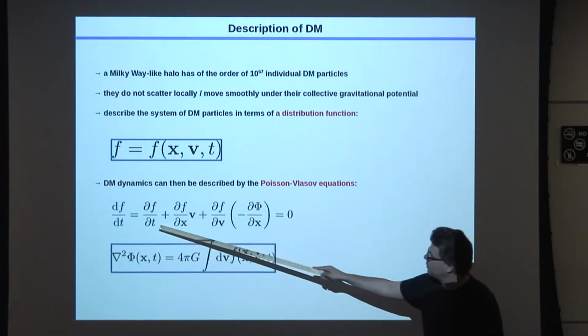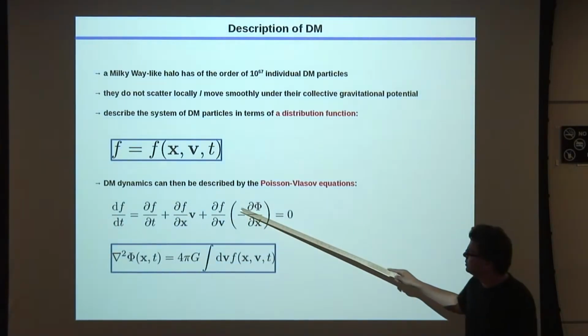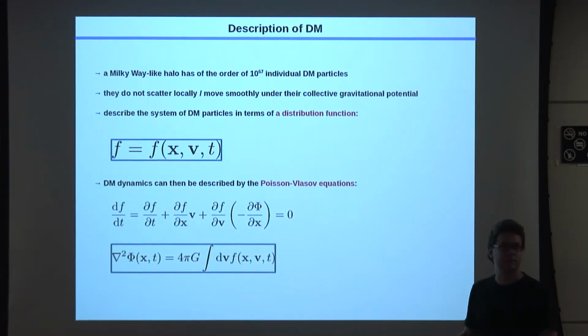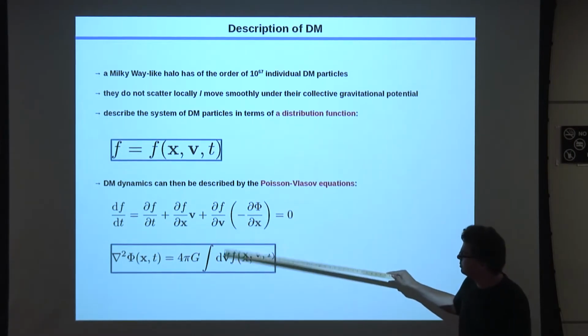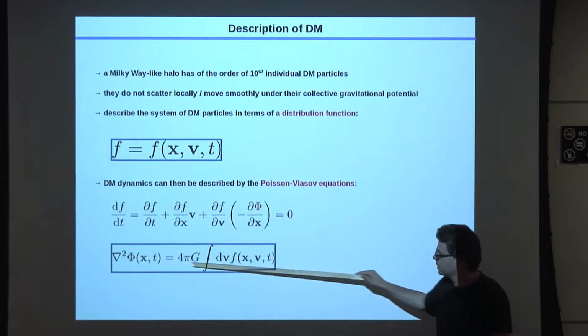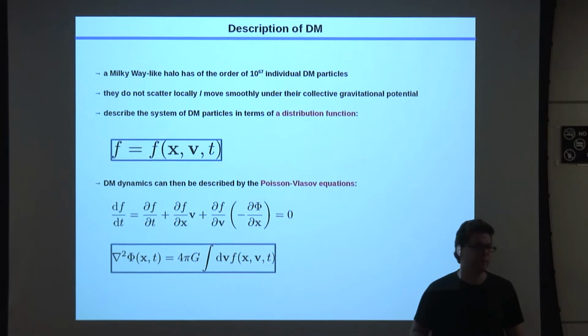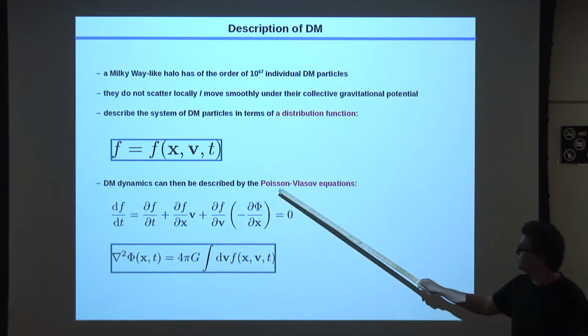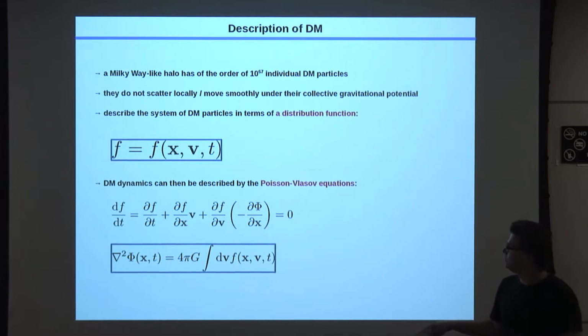Now if you break this down into these partial derivatives, you see that this is the equation you want to solve. You also see this potential here. The potential is self-consistently generated by all the particles. So this equation has to be coupled to the Poisson equation, which gives you the potential. So at the end of the day, you have to solve this Poisson-Vlasov equation to actually evolve the dark matter distribution.